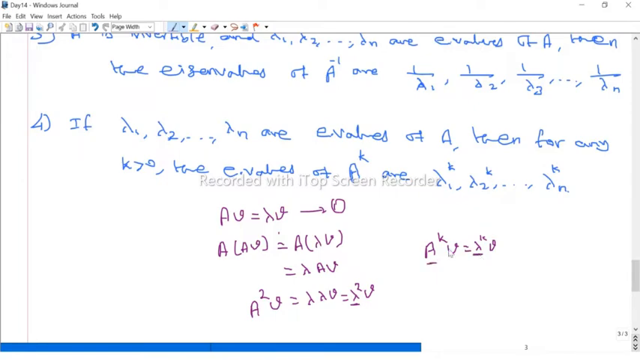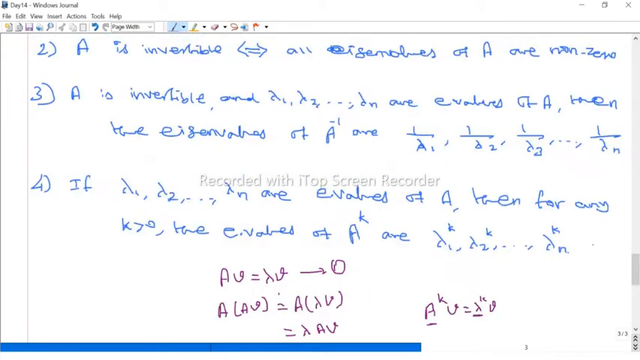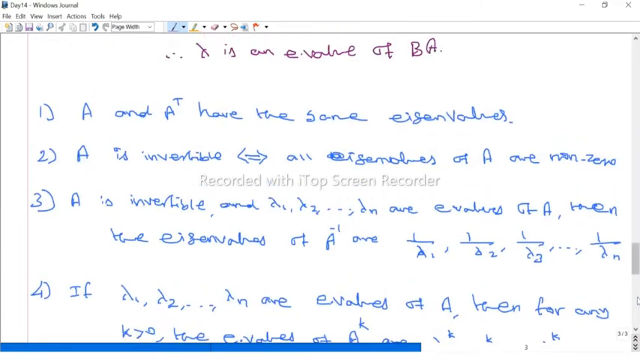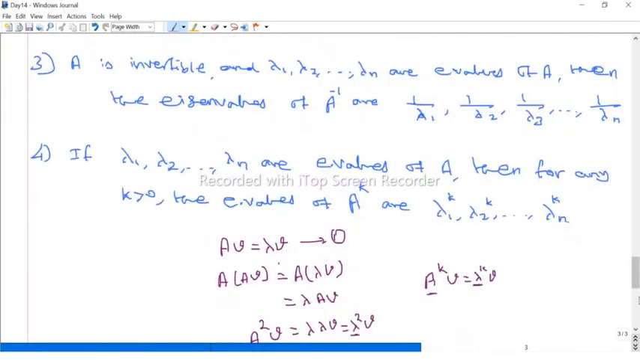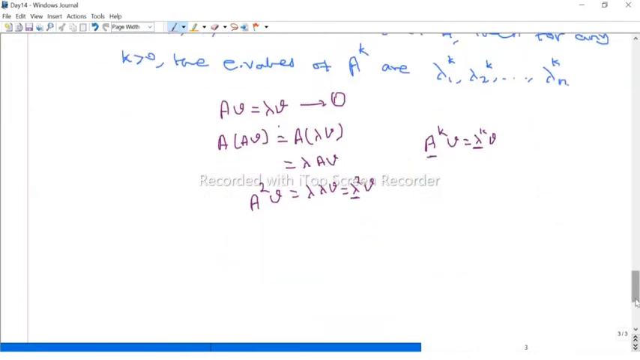So if you know the eigenvalues of A, we can easily say the eigenvalues of the powers of A, for positive powers of A. Why can we not talk about the negative powers? Because if lambda is 0, we cannot define 1 by lambda. But given that A is invertible, or all the eigenvalues are non-zero, we can talk about the eigenvalues of A power k, where k is anything. Otherwise, we cannot talk about the reciprocal of the eigenvalues. So we can define the reciprocal of the eigenvalues only when A is invertible. So these are some important properties of eigenvalues of a matrix, both A and A transpose, and then powers of A.